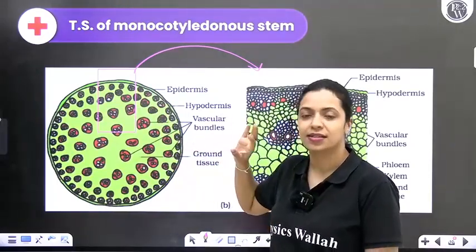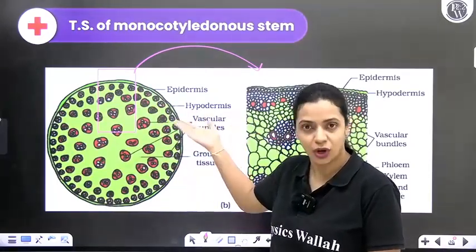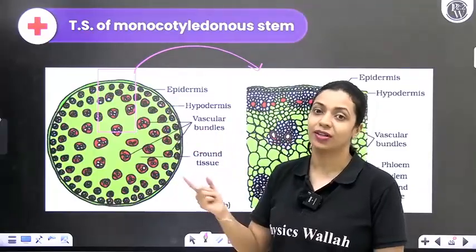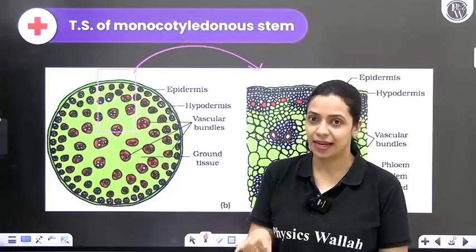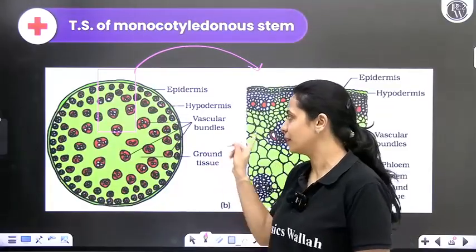In monocot stems, you see that the vascular bundle size varies depending upon where it is located. If it is in the center, it will look larger. If it is at the periphery, it will look small.